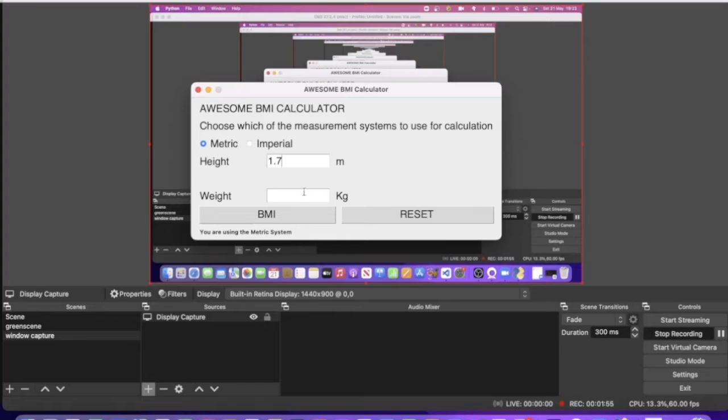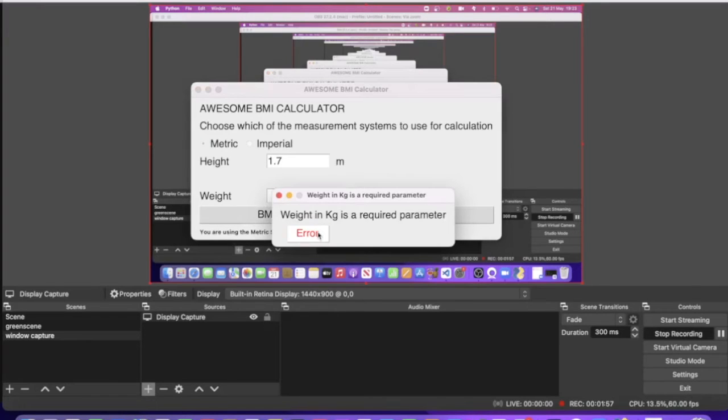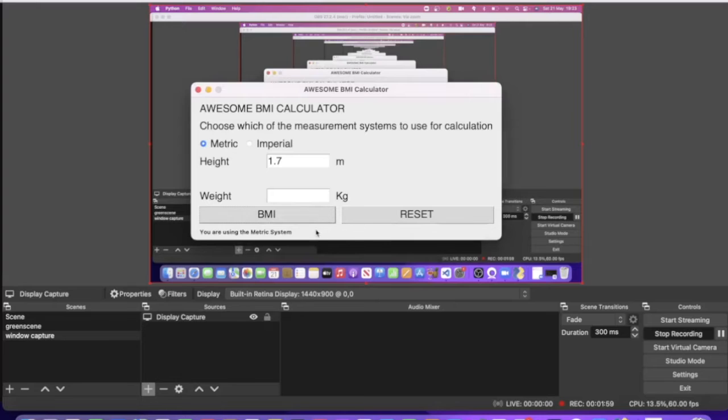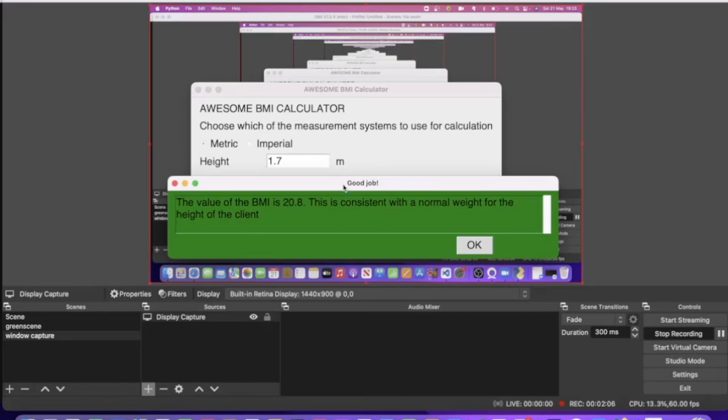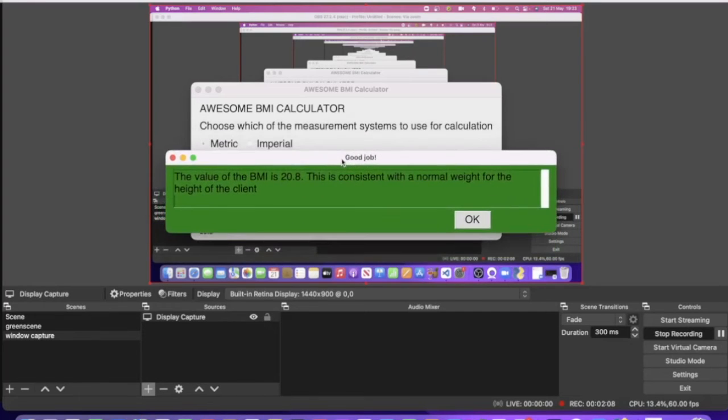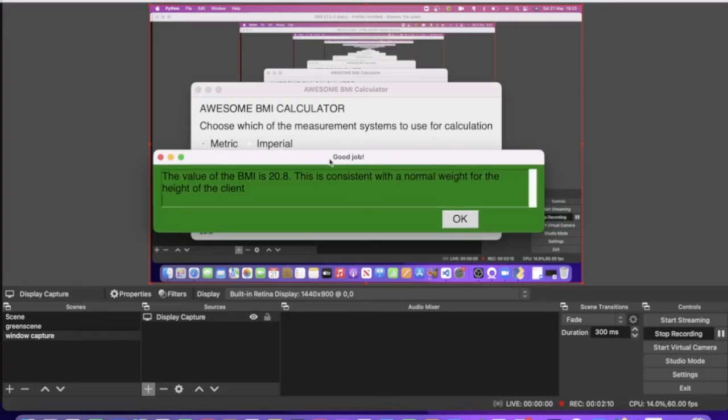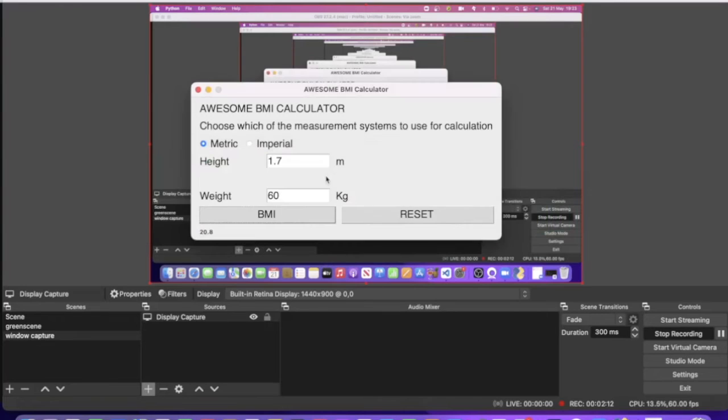Let's enter 1.7 meters and then forget the weight, and it would bring up an error. And now put in a number there. Brilliant. See what it shows? Gives you a value and gives you the implication of it. You can clear by the reset button.